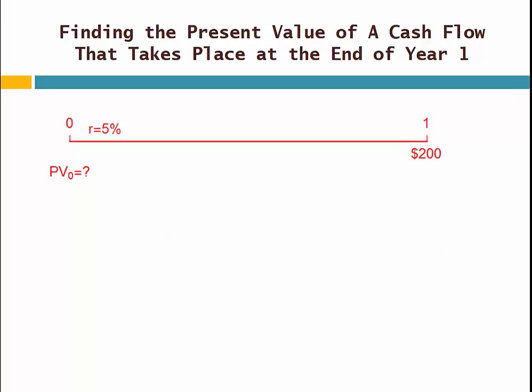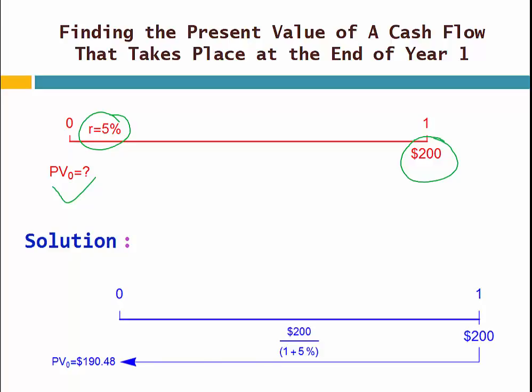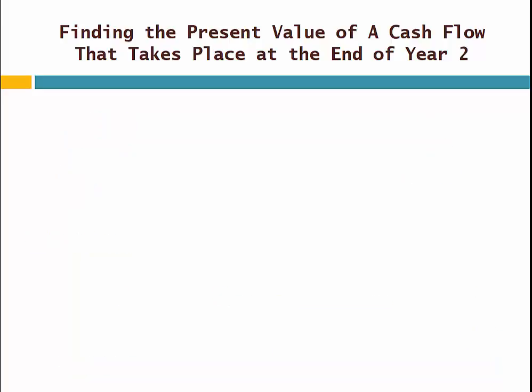So here was an example. In this example, you're getting 200 after a year and the interest rate is 5%. What is the present value? Very simple. As we said, you can divide the future value by 1 plus r, and its power is 1 because you are taking back by one period. So if you divide the future value by 1 plus r to the power 1, it is going to be 190.48, that's the present value. I think this is simple. Let's go to the next example.